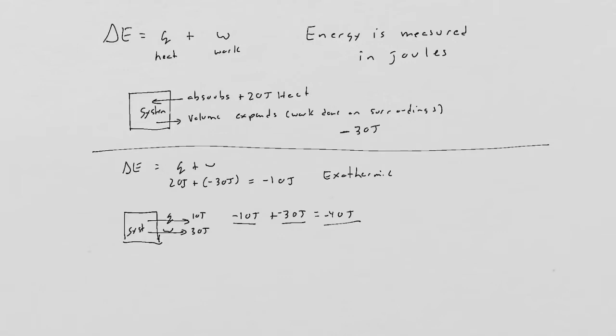All right, you can have a situation in which both arrows are going in. Make sure you're clear. If this is happening, it means the system must be expanding, and this would be work done on the surroundings.